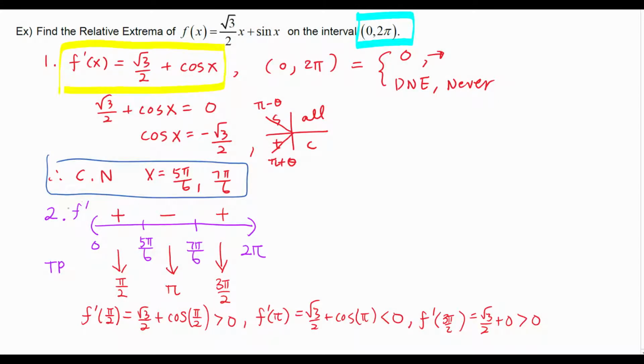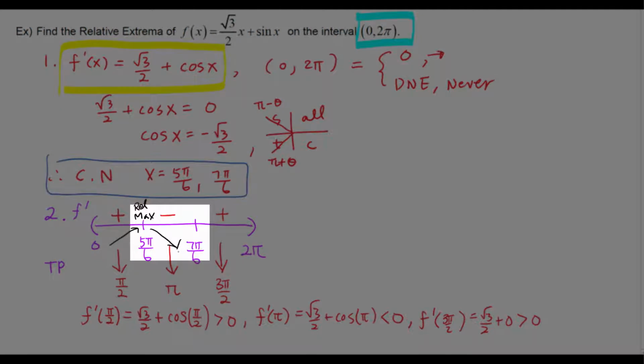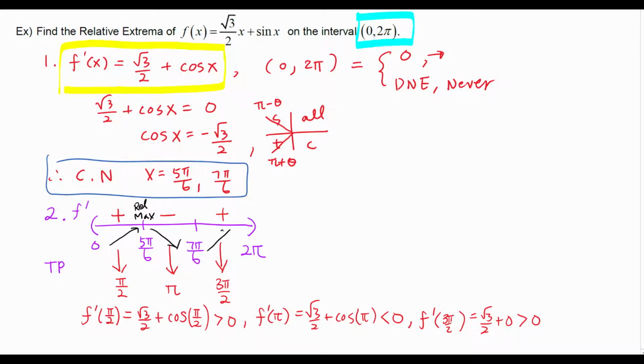And since my f prime sign changes from positive to negative at critical number 5 pi over 6, I'm going to have a relative max here. And also, because my f prime was negative in the interval 5 pi over 6 to 7 pi over 6, and it is positive now, my f will be increasing there. So then I'm going to have a relative minimum at 7 pi over 6.